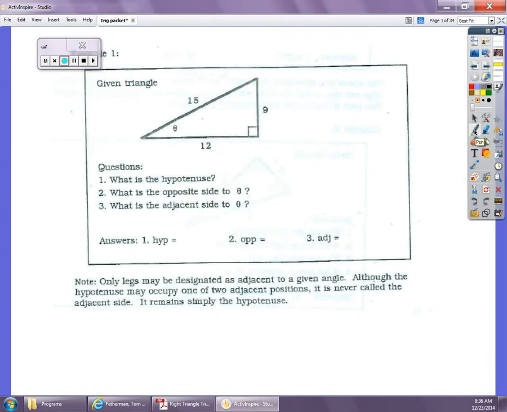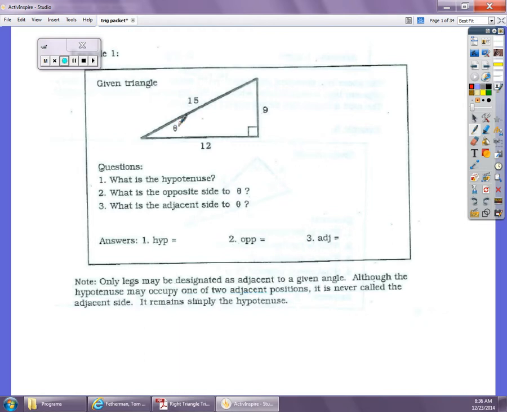Alright, trig packet part 1, we're going to start getting into trigonometry. When we're given a right triangle, we have three things: our hypotenuse, our opposite side, and our adjacent side. Adjacent means next to, opposite is across from, and the hypotenuse is opposite the right angle. So that's what we're really looking for. And this is called our angle theta.